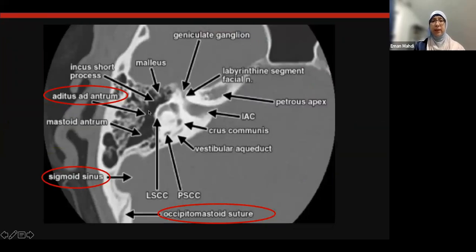Again, this is the aditus and antrum that we talked about. It's important to check here the sigmoid sinus, that the sigmoid plate is intact, and that there is no communication with the mastoid air cells.